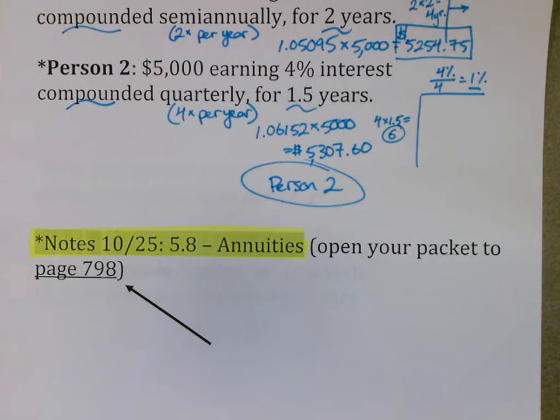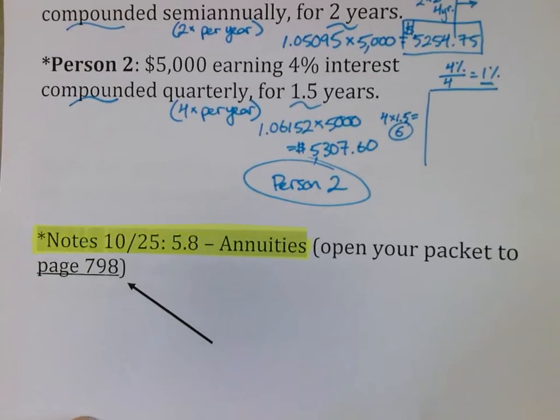Annuities is not exactly a savings account. It's something that you could take out, for instance, with an insurance company where you make regular payments thinking about your retirement down the road. So here we go.